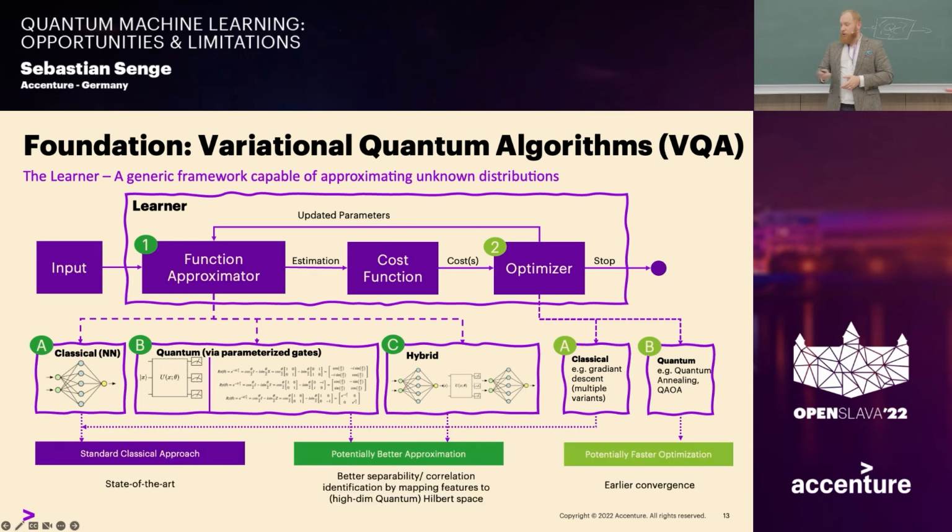So in total, on the left side, we've seen that this is the standard approach these days. Then we have the chance by using quantum layers to potentially get better approximations, and on the right side, hopefully if you can use quantum optimizers in such a framework later on, we also might benefit from that, right?